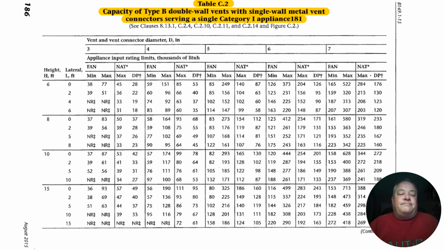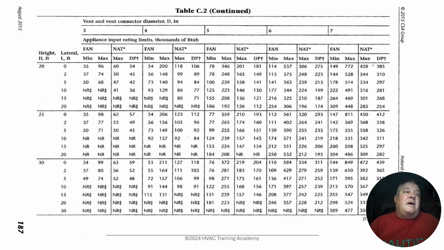So we're going to go on to table C2 and again read the table values up there. Capacity of type B double wall vents with single wall metal vent connectors serving a single category 1 appliance, which is what we had. And again, if you look down the table, you can see now our heights are 6, 8, 10, 15. Well, we were at 20, right? So now we're going to the 20-foot vent height.